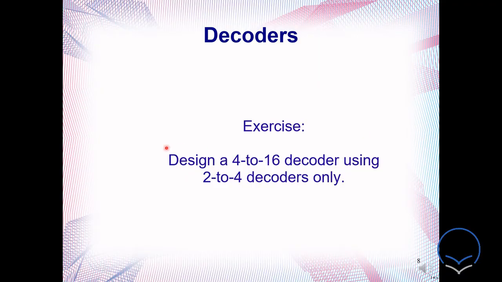So here you have a couple of exercises. All of these are your assignment. It says design a 4 to 16 decoder using 2 to 4 decoder. So you need to design a 4 to 16 decoder using 2 to 4 decoders. This is your assignment. Try to do it by yourself with the concept we already discussed.